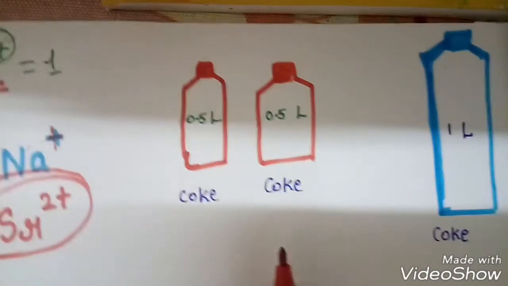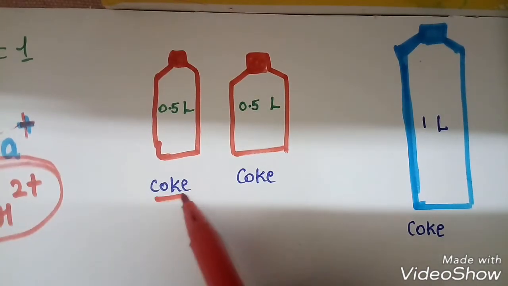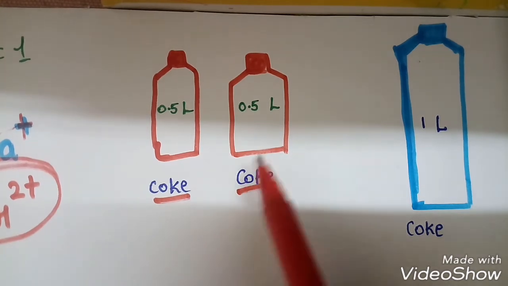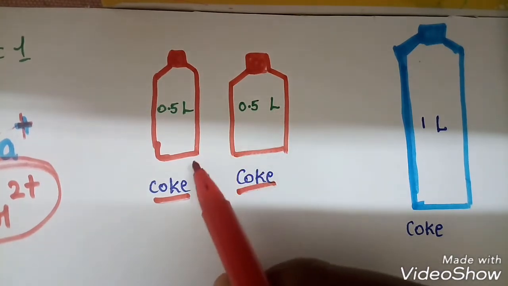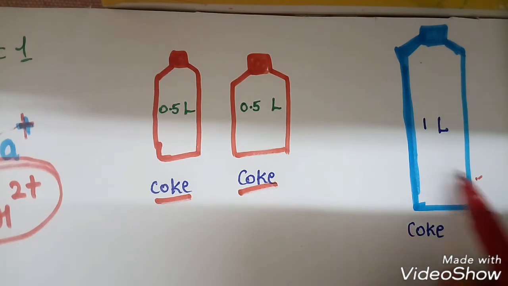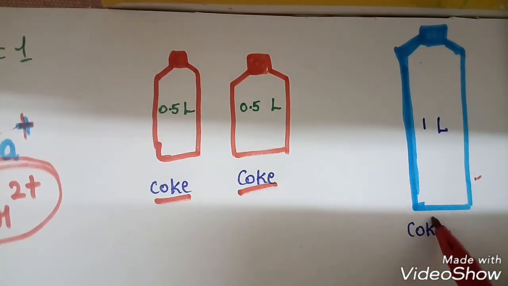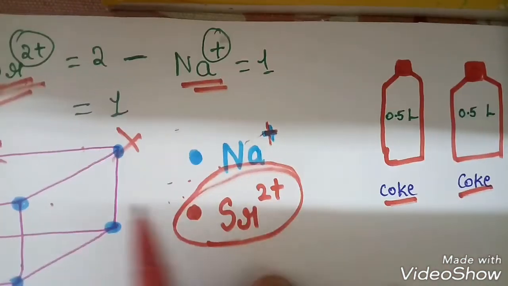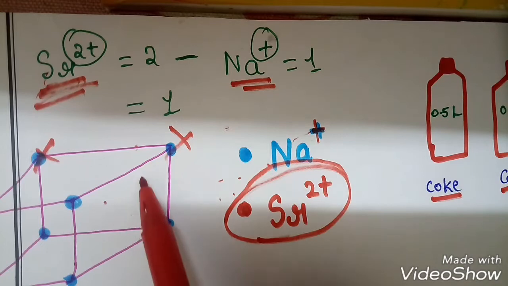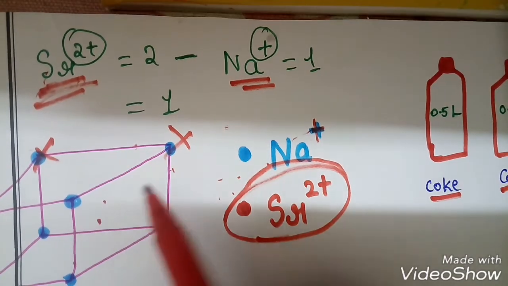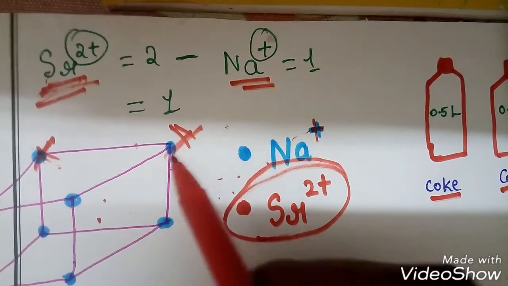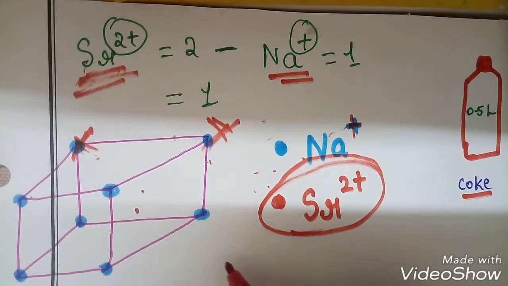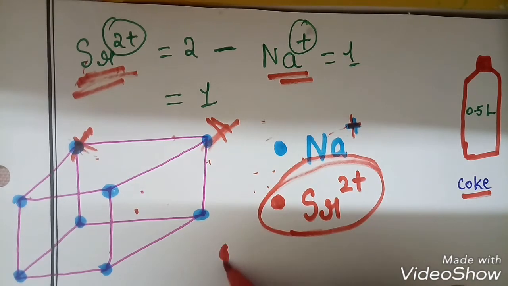See, it's something like this. Like in a fridge you have 2 bottles of 0.5 liters of Coca-Cola, but you don't want these 2 and you want to introduce just one 1 liter bottle into the fridge. So similarly, this concept is related like this. You take 1 strontium, you introduce it in the lattice and you remove 2 sodium, so that the conductivity of the crystal increases and the neutrality is maintained.